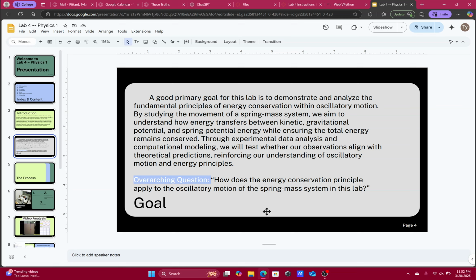And just to sum up everything I've said previously, a good overarching question would be to ask yourself, how does the energy conservation principle apply to the oscillatory motion of the spring mass system in this lab?